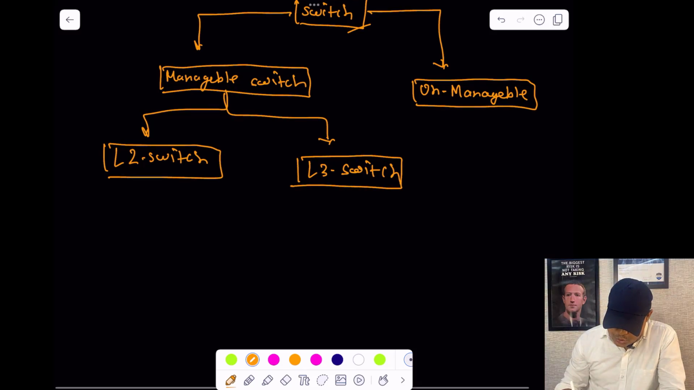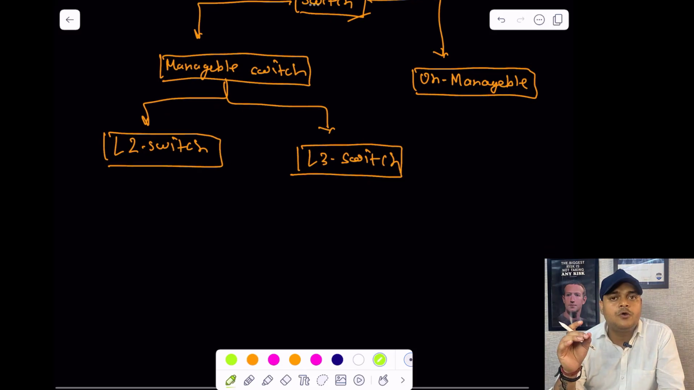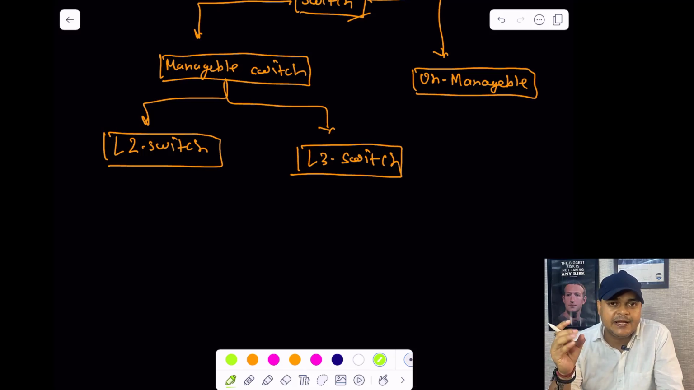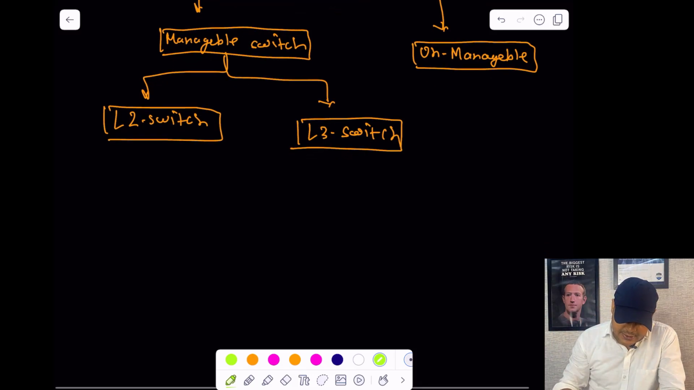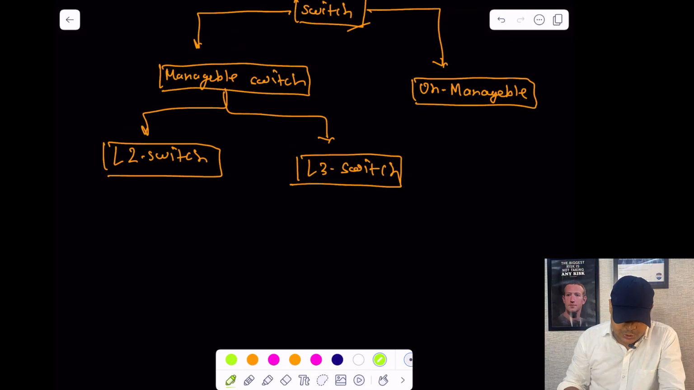Those switches that can work over the network layer are considered layer 3. Those switches that can perform the task over the data link layer, meaning layer 2, are considered L2, simple. The gap between both, let's try to understand the difference between both switches.